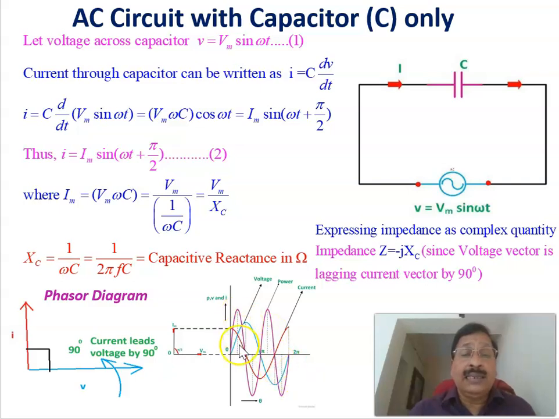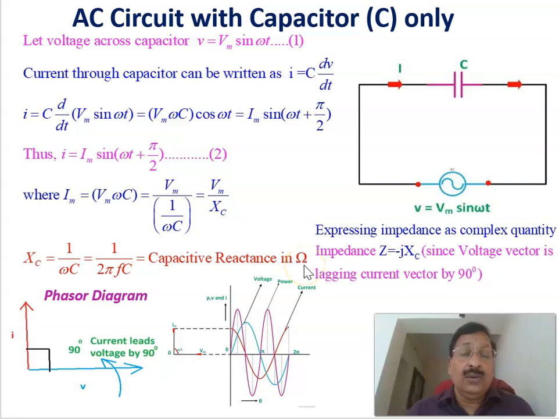Now, if you take the area, which represents the energy, and calculate the average over one cycle of a capacitor, it becomes 0. Therefore, the average power consumed by a pure capacitance is equal to 0. Xc equals 1 by omega C, which is 1 by 2 pi fC, called the capacitive reactance, and its unit is the ohm.